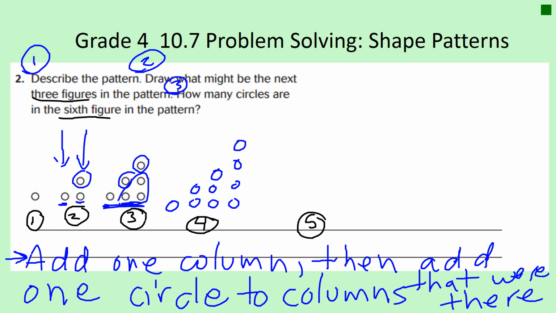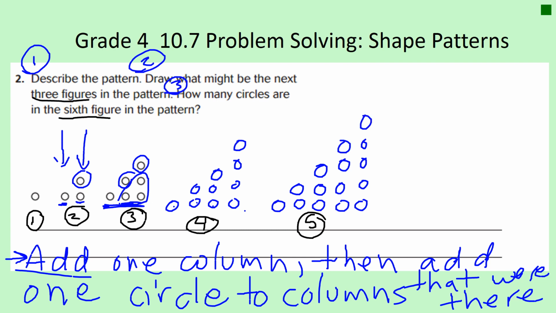The 5th figure in the pattern. Okay, so let's draw what was already there. 1, 2, 3, 4 across the bottom. And 4, and then this and this. So that's what was already there. Now, add one more column. And then add one circle to each of the columns that were already there. Oh yeah, looking good, right guys?